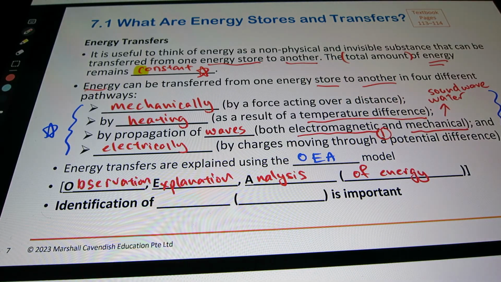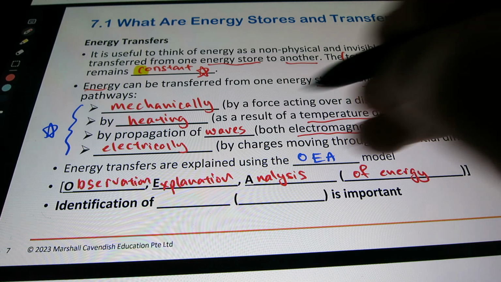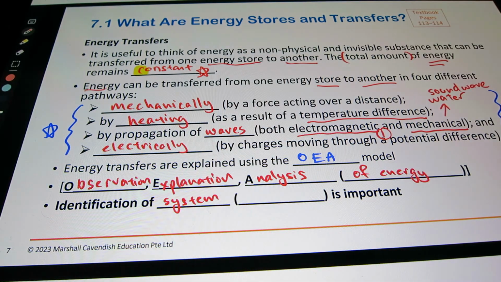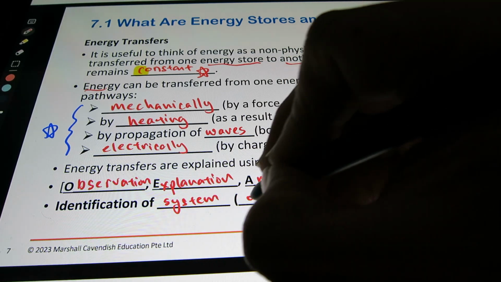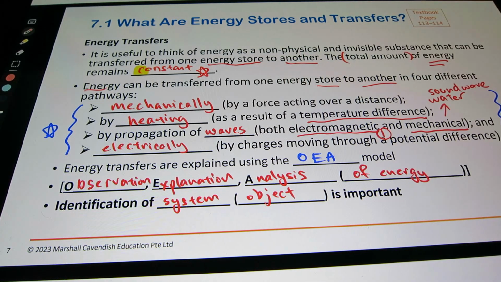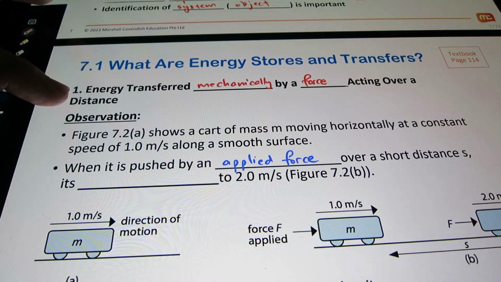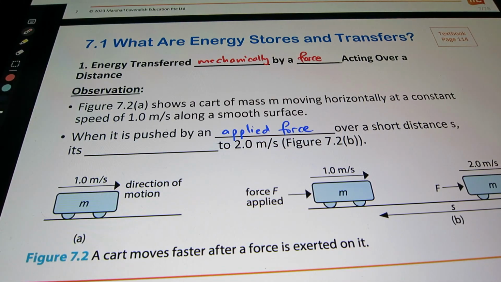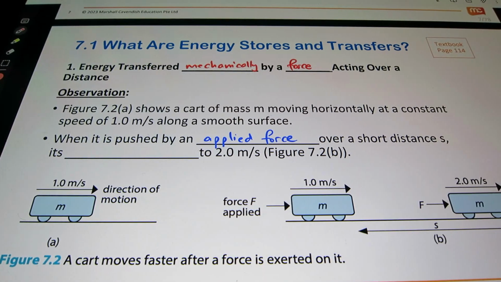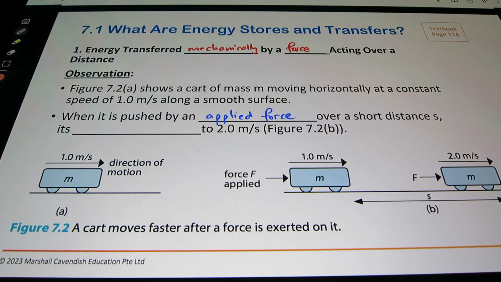Now, when you try to do this OEA model, it is always important for you to strictly define or identify what is the system. Now, what on earth is a system? A system is basically the object you are talking about. Alright, so if I'm throwing a ball and I want to observe the energy, and use the OEA model on the ball, then the system I'm looking at is actually the ball, the object basically. Right, so let me run through some of the examples of what it looks like. I won't go through all of them, so I will pause at certain slides so that you can pause the video and have a look and read through.